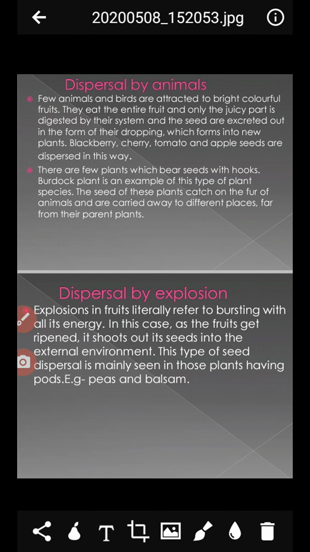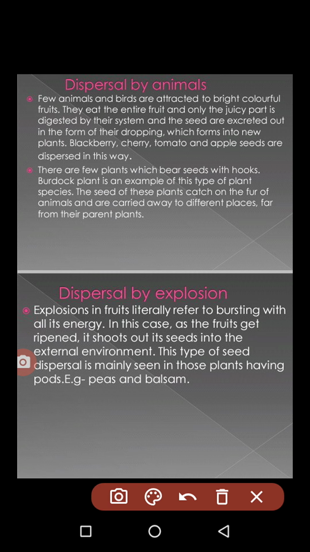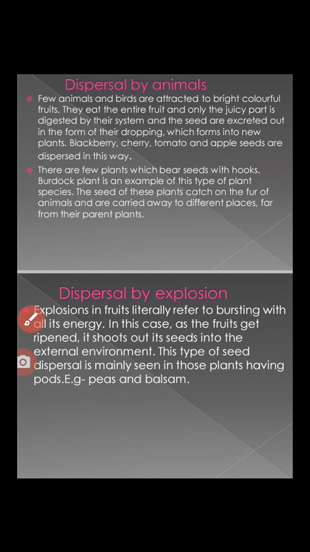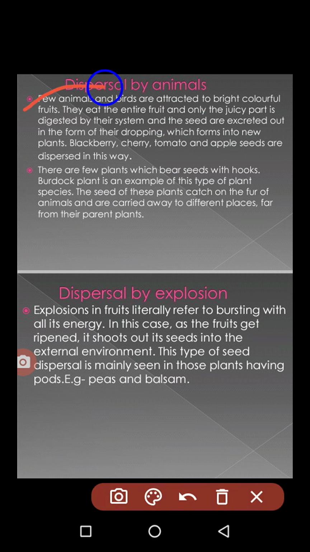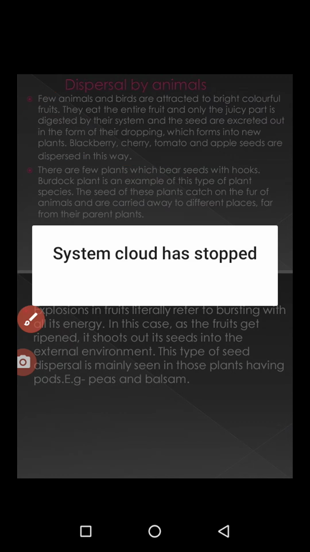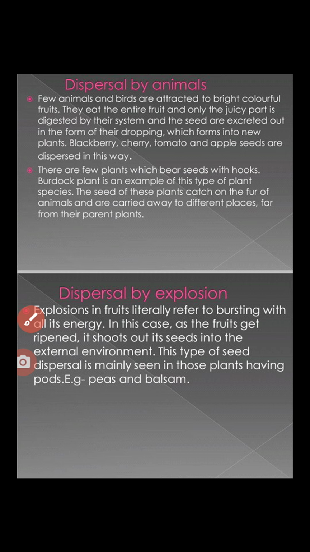Now we go to dispersal by animals, and this is the last dispersal that I am telling you. A few animals and birds are attracted to bright colorful fruits. They eat the entire fruit, only the juicy part is digested by their system, and the seeds are excreted in their droppings, which form new plants.